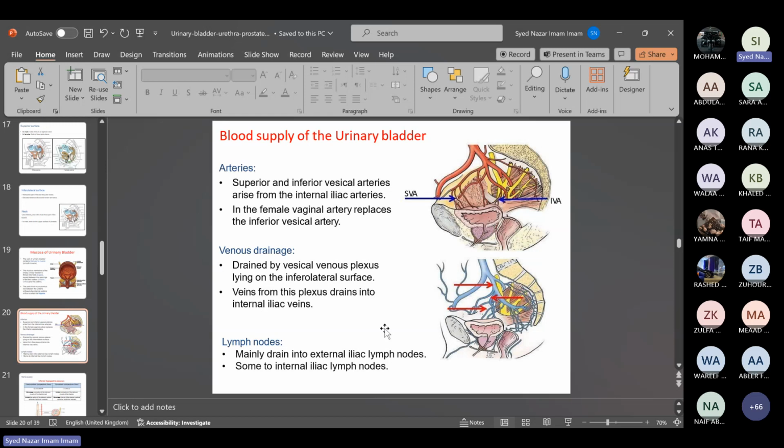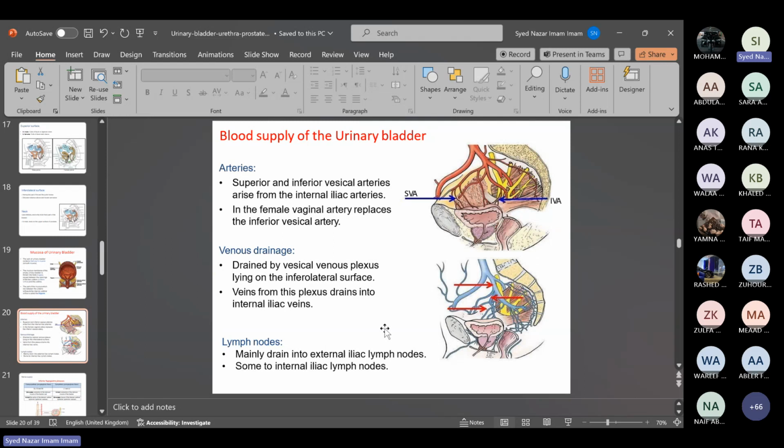So what artery do we have for the urinary bladder? We have one superior and one inferior. The superior vesical artery. So these two are again branches of the internal iliac artery. And in the female, the inferior vesical artery is replaced by the vaginal artery. The venous drainage is the same.